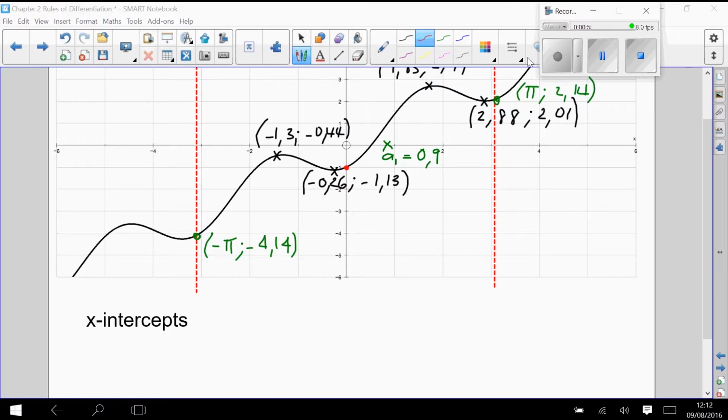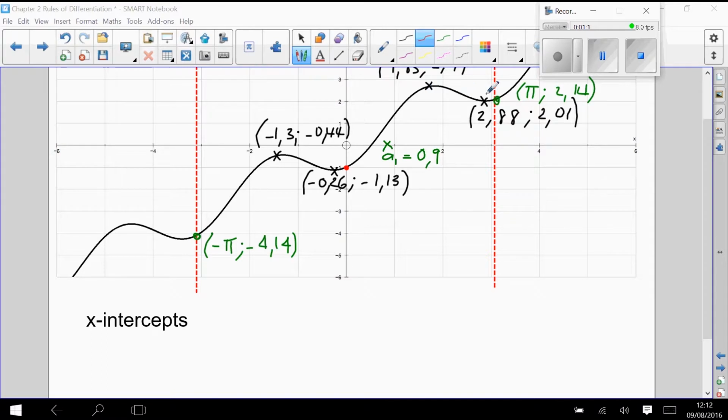It must also be noted that I know that there's going to be an x-intercept because the y values below were negative y values, and the y values going towards the turning point when x was 1,83 were positive y values.